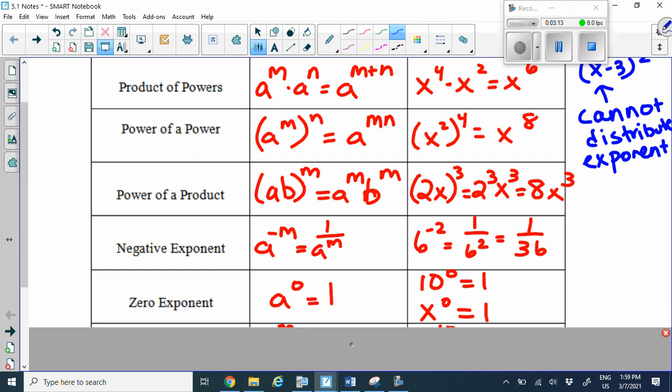Okay, next one is the zero exponent. What this means is anytime you have 0 as your exponent, your value will always be 1. So 10 to the 0 power is just going to equal 1. If we had a billion to the 0 power, that's going to be 1. Even with variables, if we have that to the 0 power, it will always equal 1.